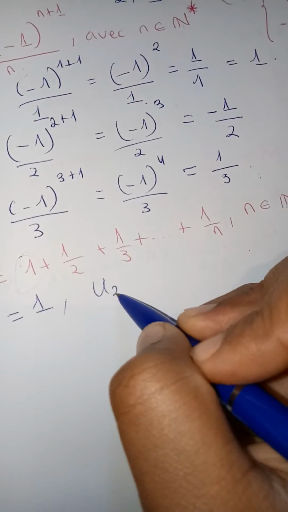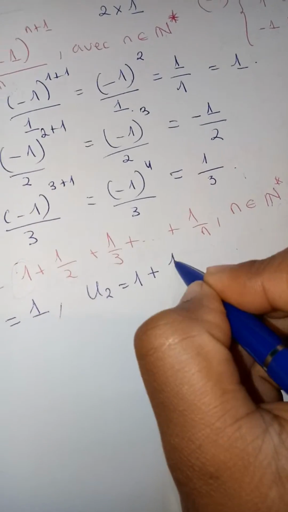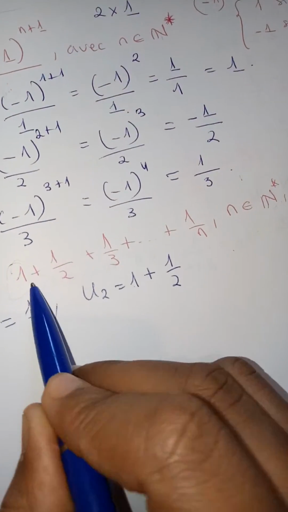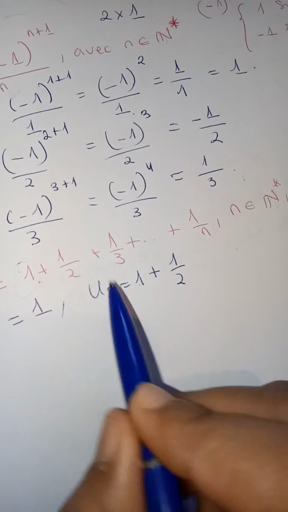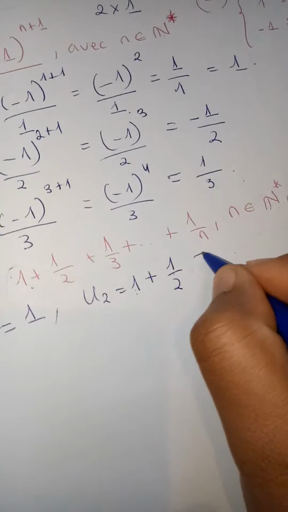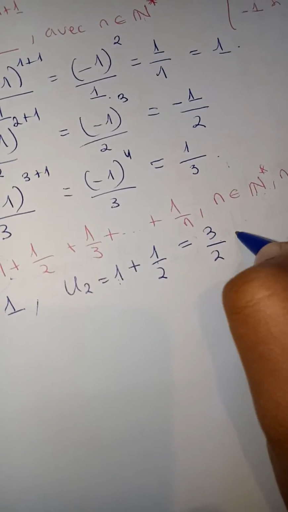So U2, remember we're dealing with a sum. U2 is equal to 1 plus 1 over 2. That is the first term, okay? And the second term. 1 plus 1 over 2 will give us 3 over 2.